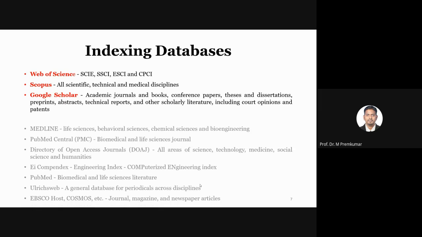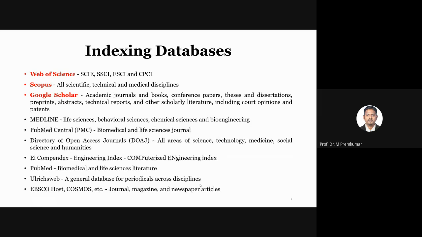indexing databases, there are so many other indexing databases also available. One is Medline, then PubMed, DOAJ and EI Compendex, PubMed and Ulrich, EBSCOhost and Cosmos. So we have many indexing databases like this, but you try to focus on the first three. If your journal is indexed by the first three, then obviously I can say it is a quality journal.